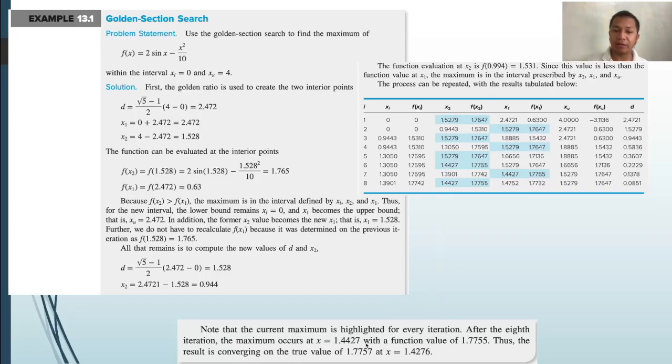After the 8th iteration, the maximum occurs at x equal to 1.4427 with a function value of 1.7755. Thus, the result is converging on the true value of 1.7757 at x equal to 1.4276.